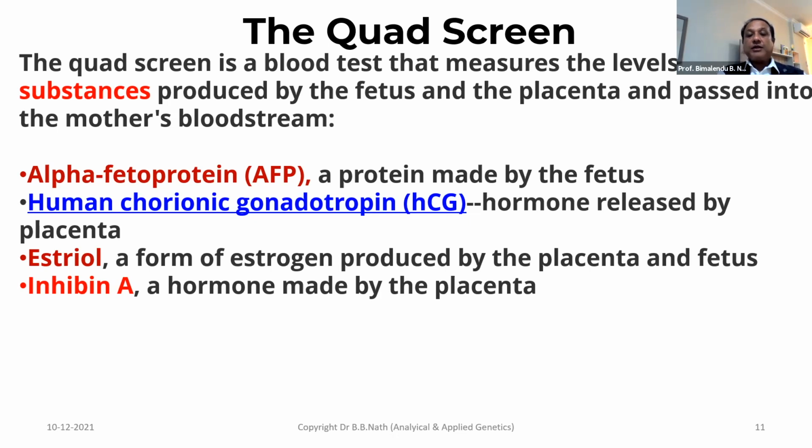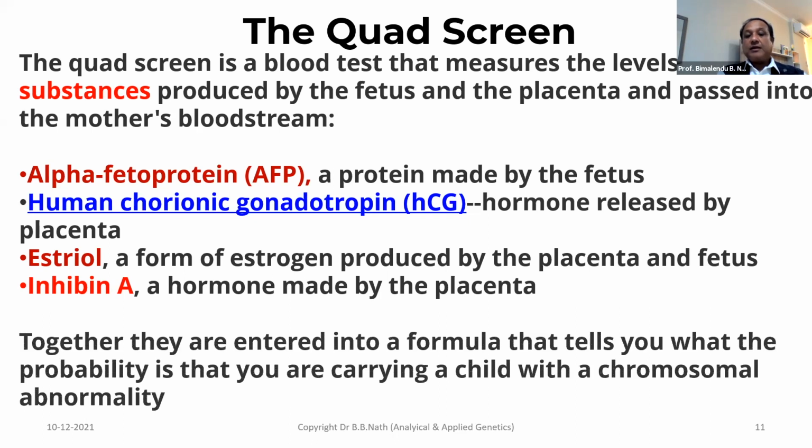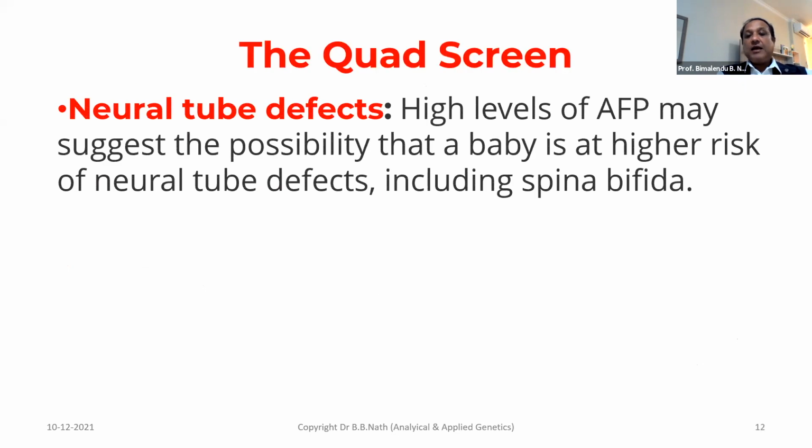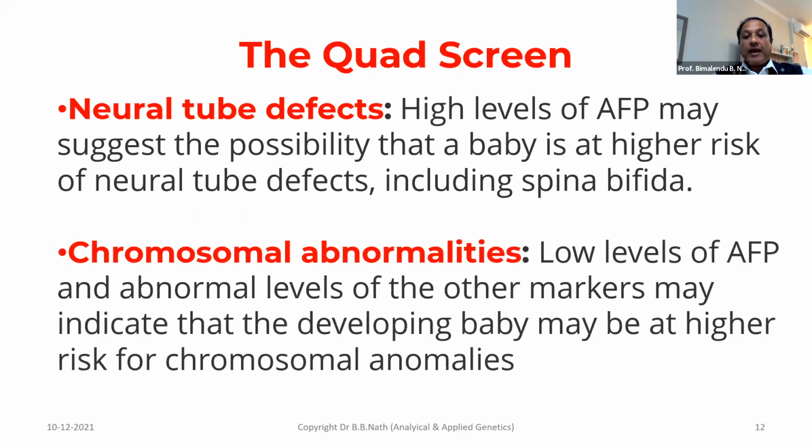So these 4 important substances are tested, and together they are entered into a formula that tells you the probability that you are carrying a child with a chromosomal abnormality or not. With the quad screen, one of the important parameters, neural tube defects, can be detected. High levels of alpha fetoprotein, AFP, may suggest that a baby is at higher risk of neural tube defects, including spina bifida. And chromosomal abnormalities are there. Low levels of AFP and abnormal levels of the other markers may indicate that the developing baby may be at higher risk for chromosomal anomalies.